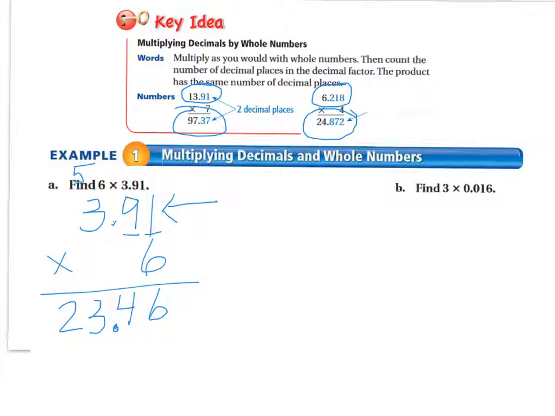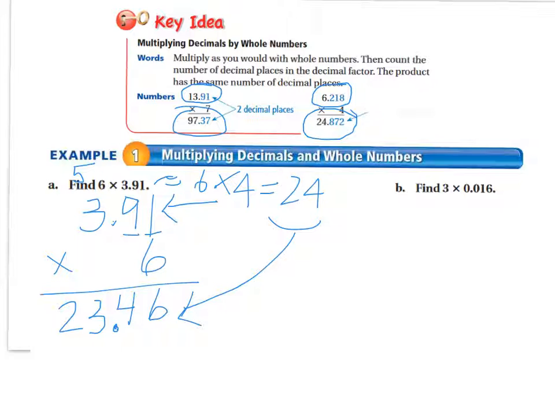I can do a sanity check on that to make sure that seems like a reasonable answer by saying that this is very close to 6 times 4. 3.91 is close to 4. So my answer should be close to 24 then. 6 times 4 is 24. So that could be my estimate there, about 24. 23.46 is close to approximately 24. So my answer is reasonable.